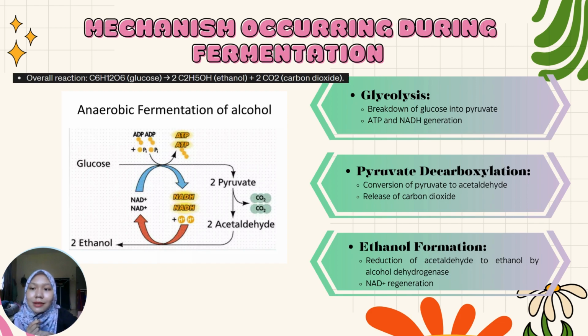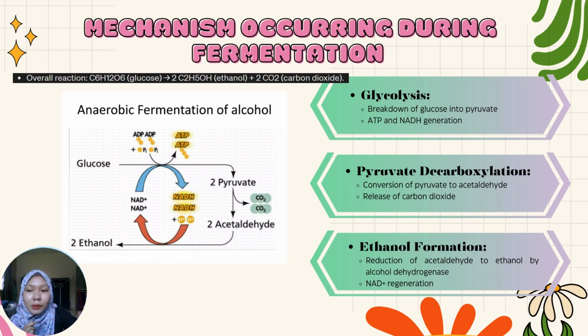Ethanol formation. Acetaldehyde, the product of pyruvate decarboxylation, is then reduced to ethanol by the enzyme alcohol dehydrogenase. NADH generated during glycolysis serves as a cofactor for the reduction reaction, converting acetaldehyde into ethanol while regenerating NAD+.